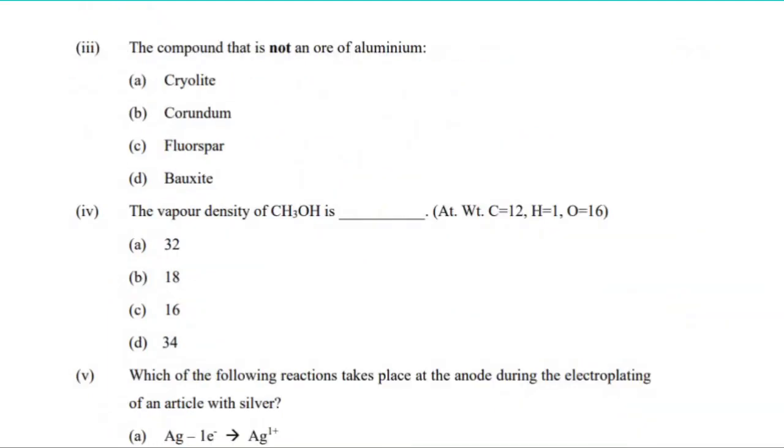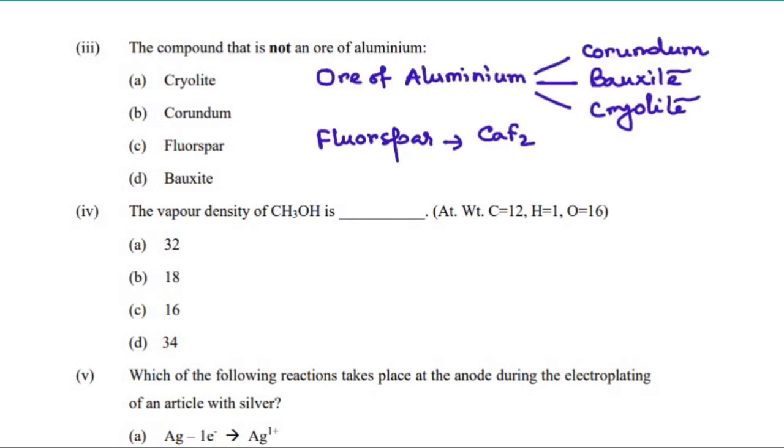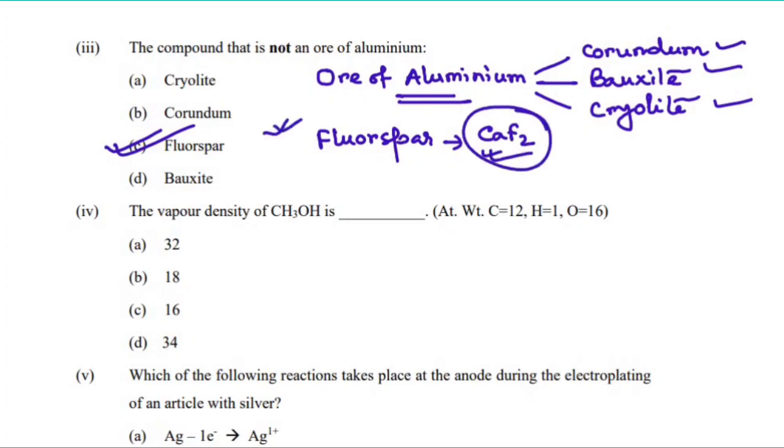The compound that is not an ore of aluminium. We know that corundum, bauxite and cryolite are all ores of aluminium. So the compound that is not an ore of aluminium will be fluorspar. We know fluorspar is calcium fluoride. Next question.